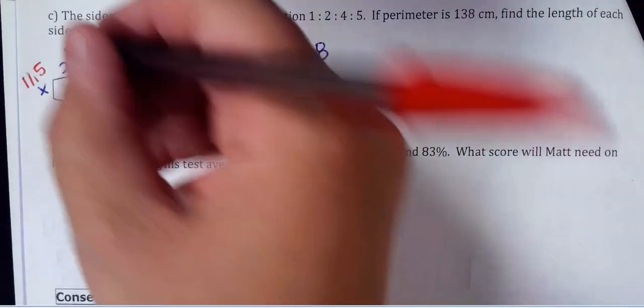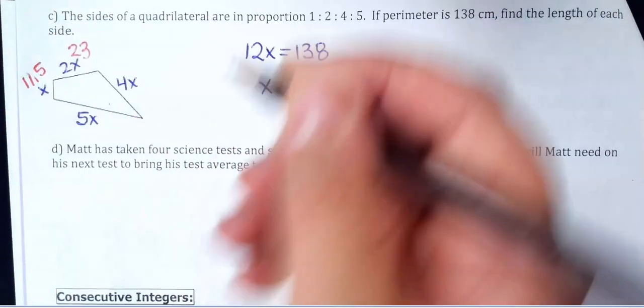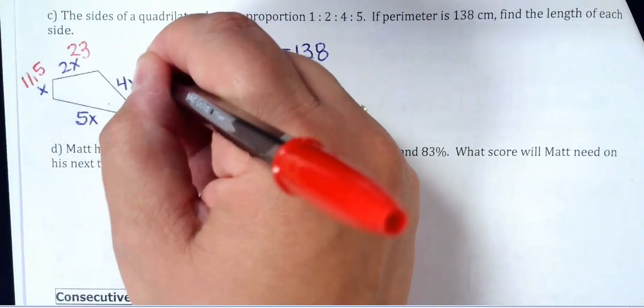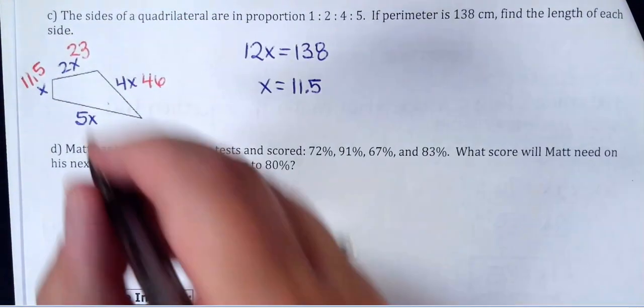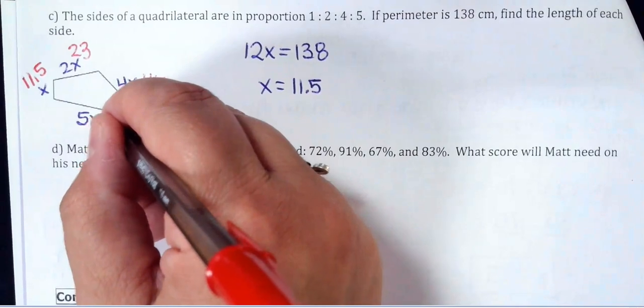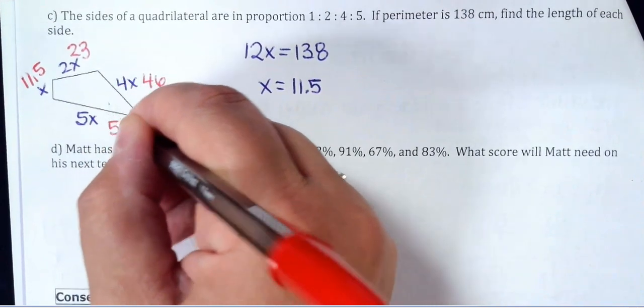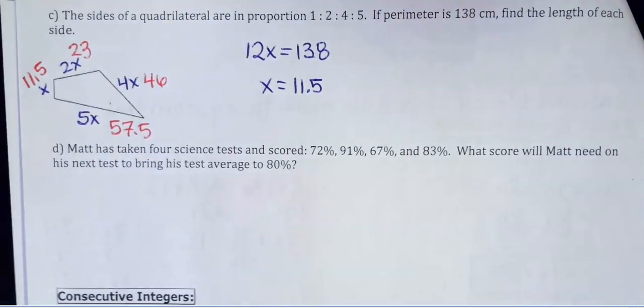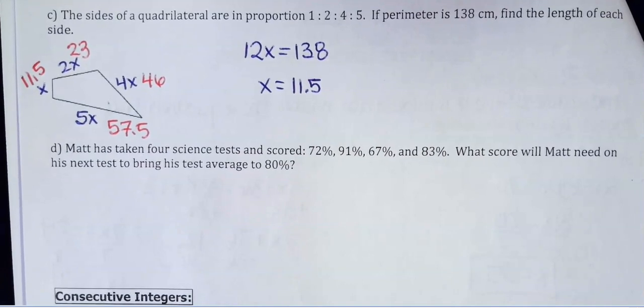Take 11.5 times 2, so it'd be 23. 11.5 times 4 would be 46. And 11.5 times 5, pretty sure is 57 and a half. And so that's all you would need to do. Just if you get it in proportion like that, it could be sides, it could be angles, just attach the same variable to each number in that proportion, and then you just add them up.